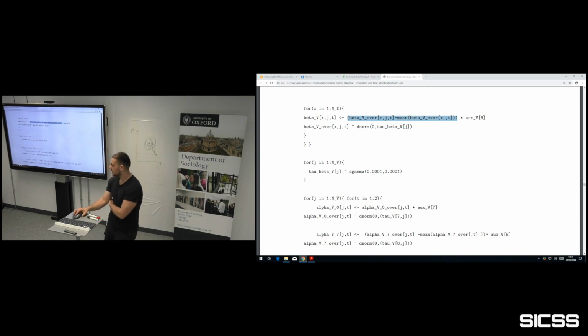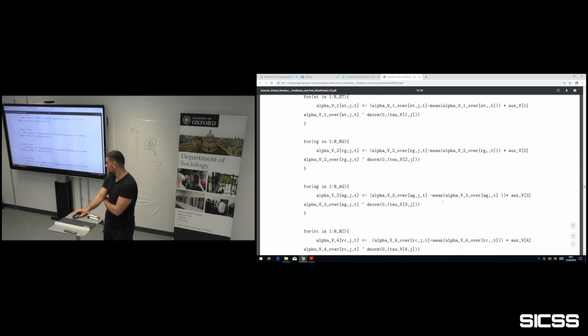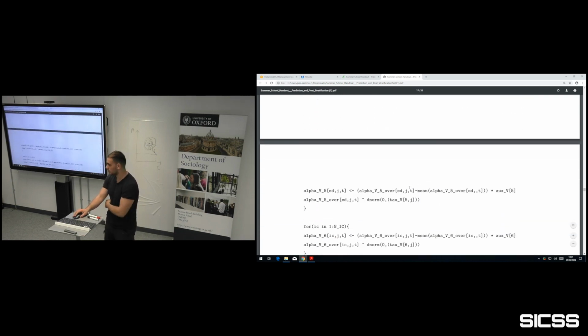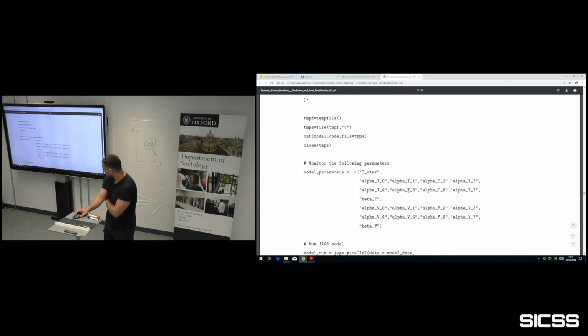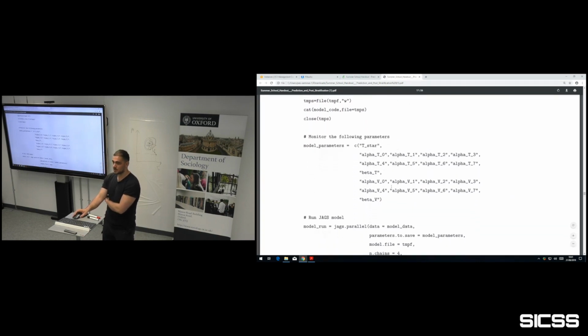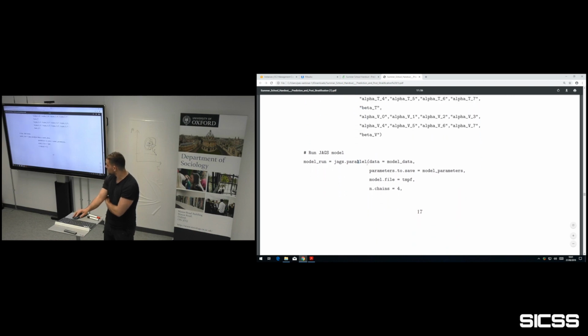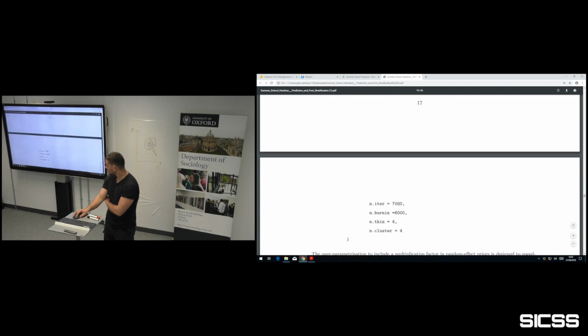Okay. And so we finish specifying the model and you'll get to play around with this model with the code. So don't worry if it looks daunting at the moment. We tell JAGS which parameters we want to monitor through this thing here, and we then tell JAGS to run 4 chains for 7,000 iterations. Burn in the first 6,000.